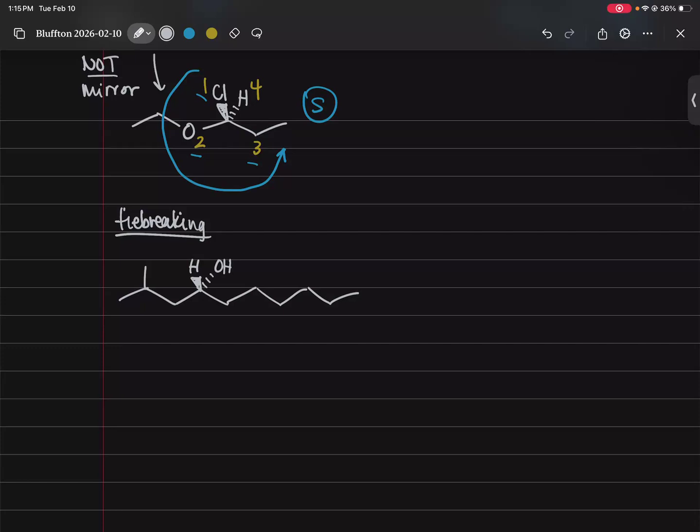So first we need to assign priority. This is going to be the special part of this example. I think we can see pretty quickly that oxygen is the heaviest. So that's going to be our number one. And we have a hydrogen, so that's always going to be number four. So that's taken care of. The question is, are our left and right carbons 2 or 3? Which is going to make a major difference in the assignment of R versus S. If we get this wrong, we're going to get the configuration wrong.